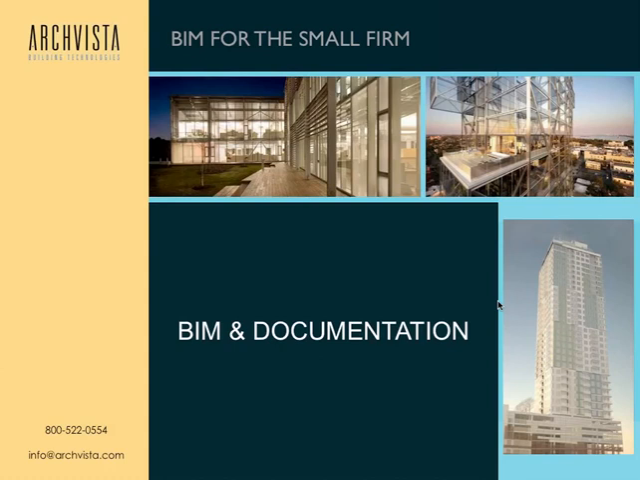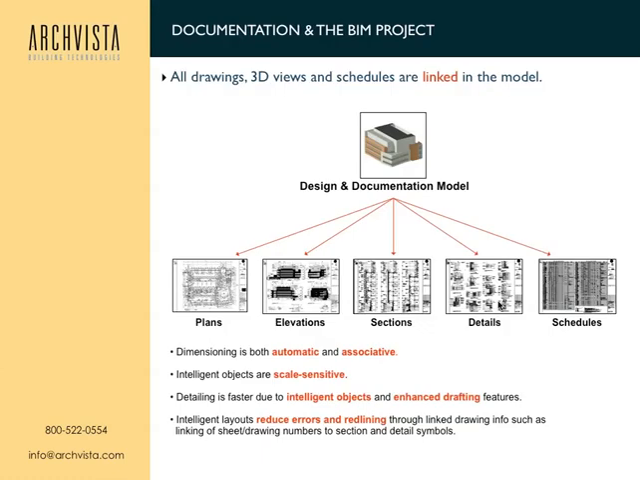So let's talk a little bit about BIM and documentation. As I mentioned early on, ArchiCAD is defined as a BIM tool that allows us to link plans, elevations, sections, details, and schedules to this documentation model. So the BIM model is a central database, and the database allows us to extract the plans, the elevations, the sections, details, and schedules. As you change any one of those, it's going to go back and update that central database. Dimensions are automatic and associative, as I'll talk about in a second. Intelligent objects are scale sensitive. Of course, detailing is faster because the intelligent objects enhance drafting features, and the layouts reduce errors and redlining. We'll talk about all that as we go through this in more detail in a second.